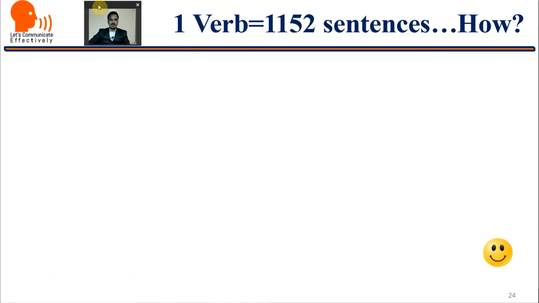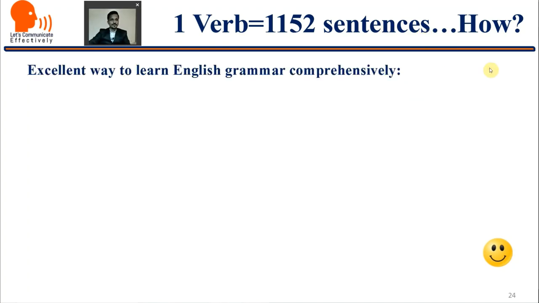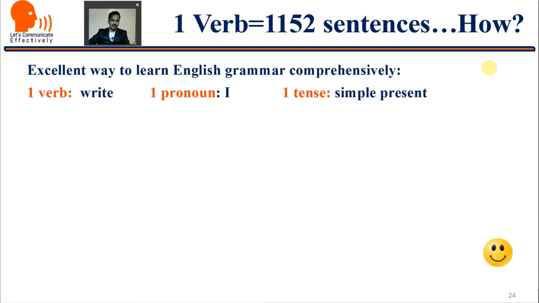What is that? One verb, 1152 sentences. We can create 1152. Yes, you heard correctly, 1152 sentences with just one single verb. How? Let us see. This is the excellent way, as I told, to learn English grammar comprehensively, the entire grammar I'm talking about, along with tenses. So here I'm using just one verb.